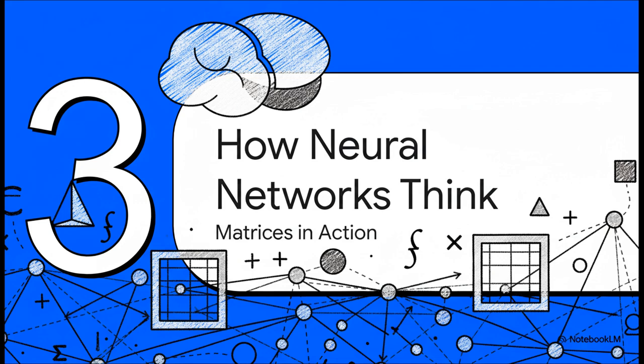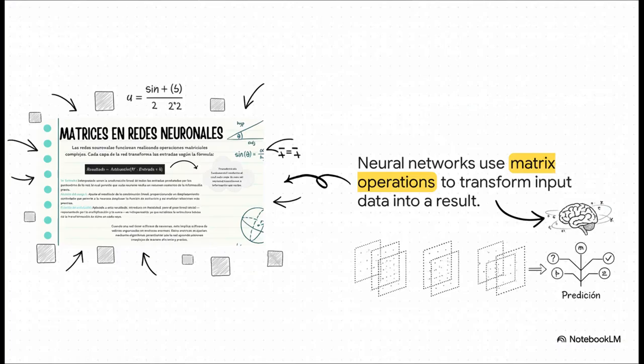Okay, so we've got our data organized into these neat matrices. Now we need a brain to actually process it all. In the world of AI, that brain is called a neural network. And its entire thought process? It's pure math. Now, this formula might look a little scary, but the idea behind it is actually pretty simple.